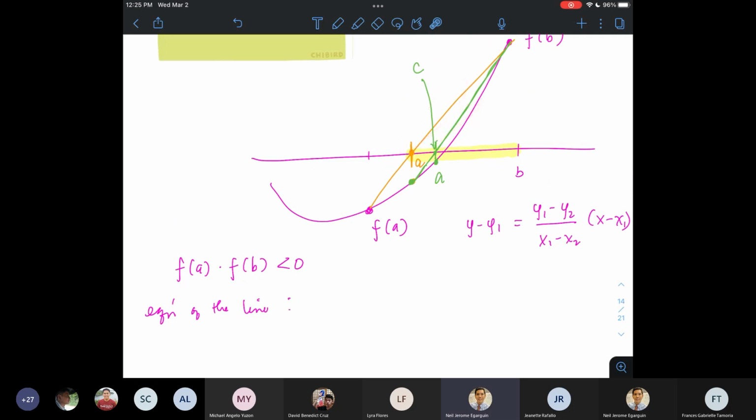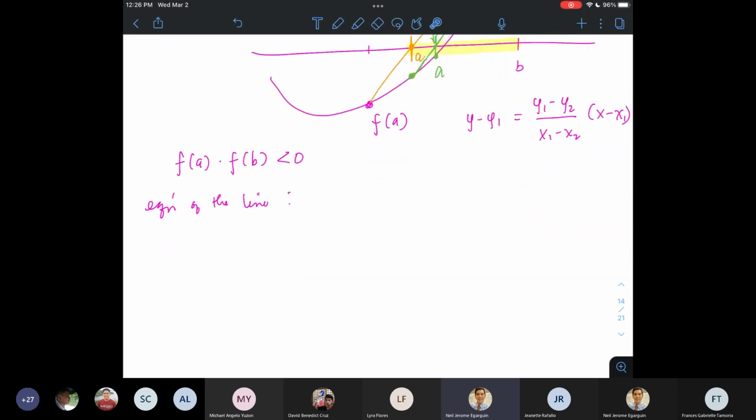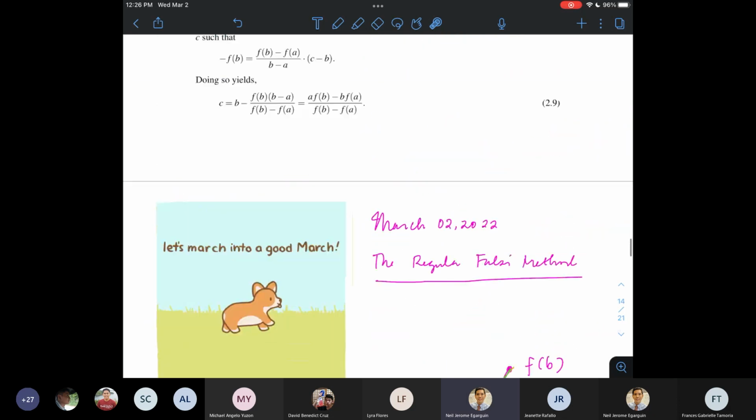Or kung nakalimutan nyo na yan, pwede nyo gamitin yung Lagrange form ng interpolating polynomial. Gamitin nyo itong dalawang points na to. Makukuha nyo yung equation nung line passing through those endpoints. Alright? But it's quite simple. Tingnan ko lang kung paano ko siya dinerive.